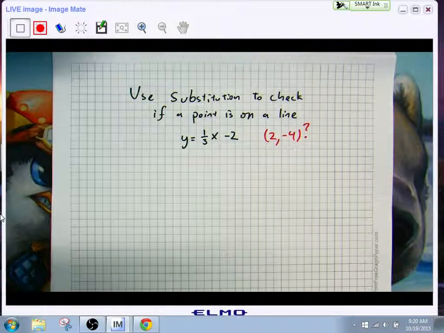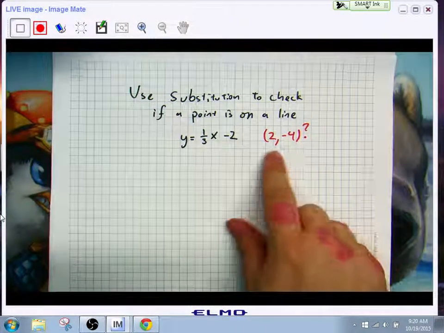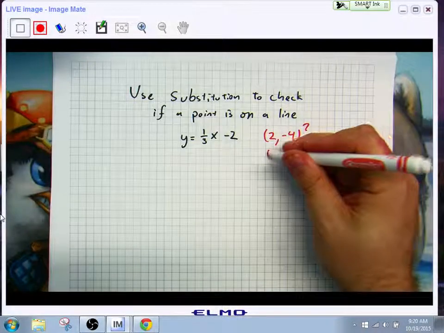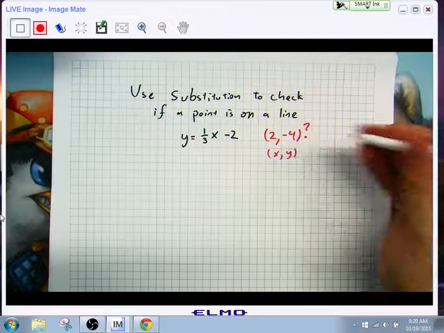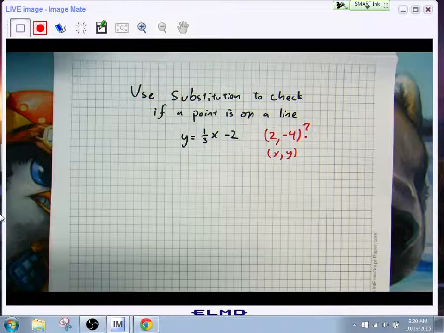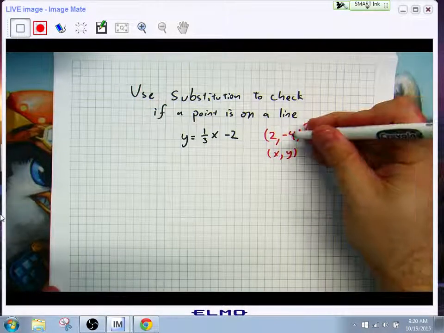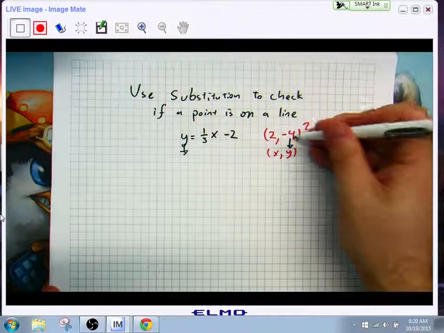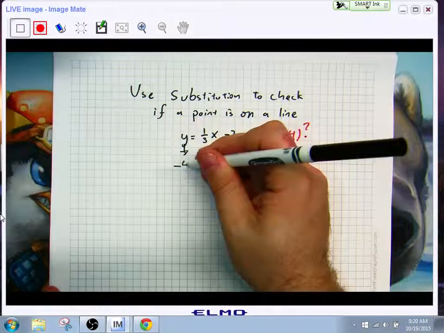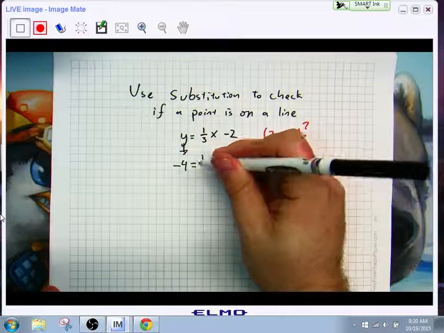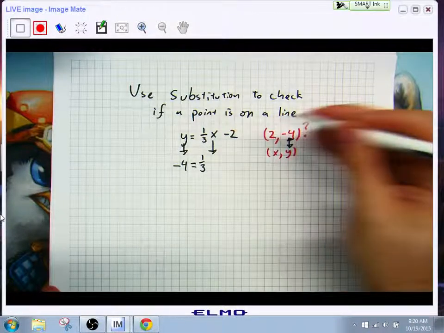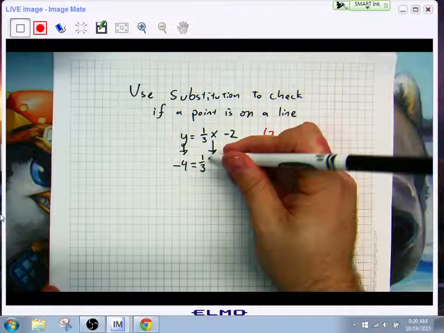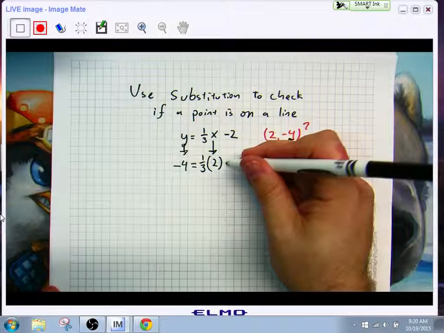And so this time, again, I have to remember that this right here represents the point x comma y. So what I'm going to do is I'm going to plug in accordingly. If my y is negative 4, well, when I see this y, instead I'm going to write negative 4. And that's going to equal 1/3. And then, well, here's my x. And I see that my x is 2. So I'm going to write in 2 there, minus 2.